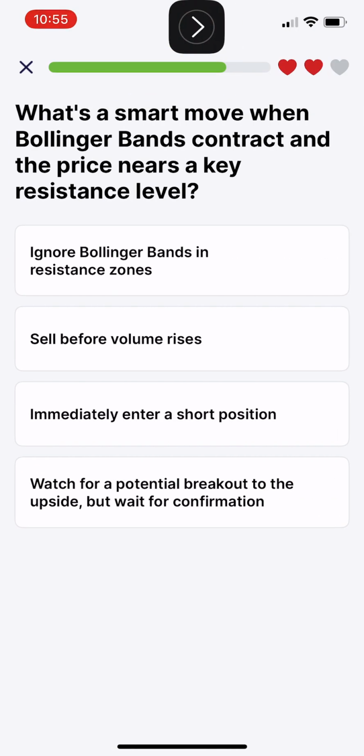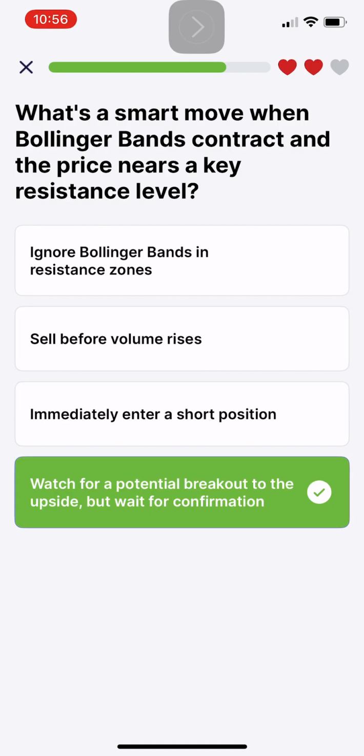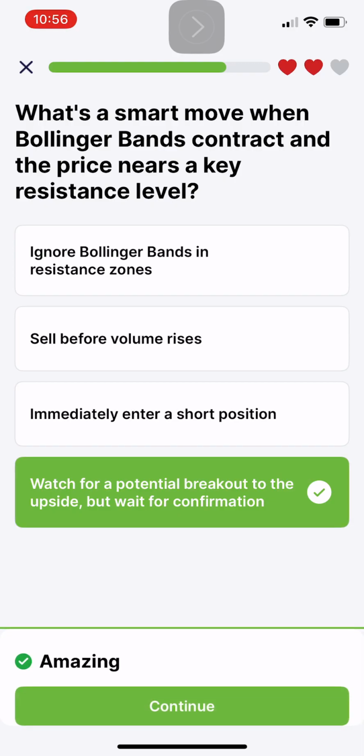What's a smart move when Bollinger Bands contract and the price nears a key resistance level? Ignore Bollinger Bands in resistance zones. Sell before volume rises. Immediately enter a short position. Watch for a potential breakout to the upside, but wait for confirmation.